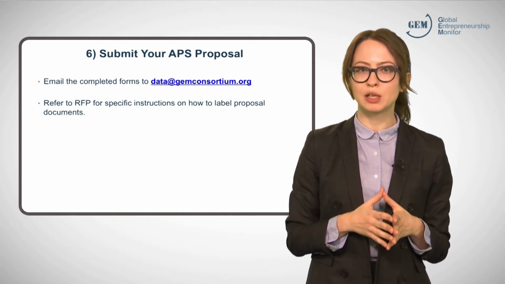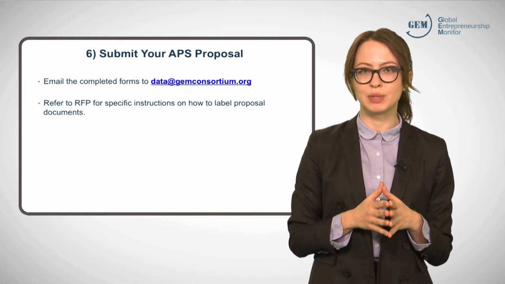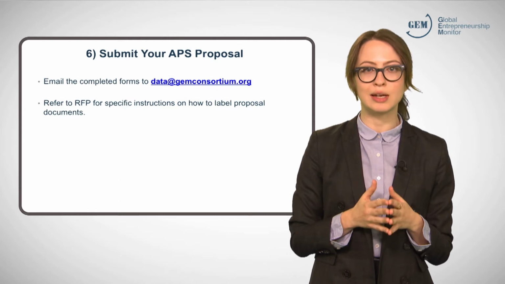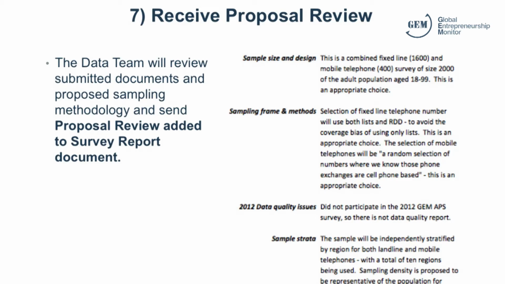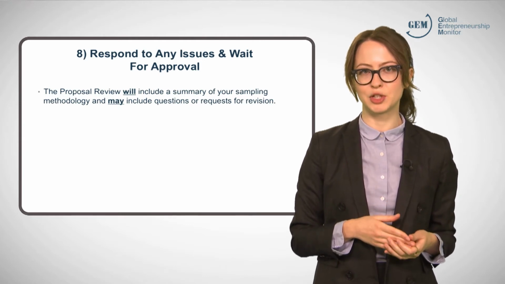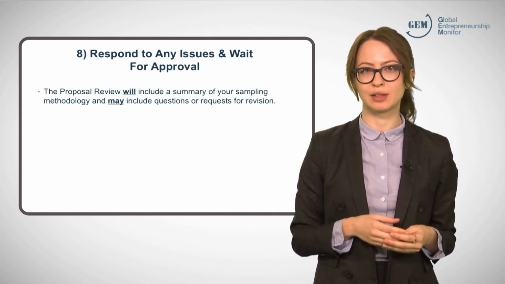When all the proposal documents are ready, email them to the data team at data@gemconsortium.org. You can refer to the request for proposal for specific instructions on how the files should be labeled. Once received, the data team will review the documents and evaluate the proposed sampling plan. We will then send a review of the proposal in a new worksheet added to the survey report. This review will include a summary of your sampling methodology. You will have to carefully check that we understood and summarized everything correctly.